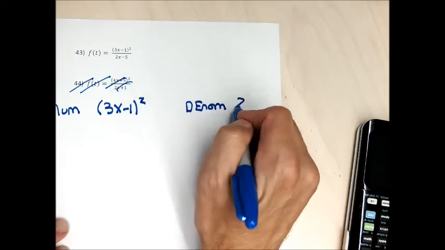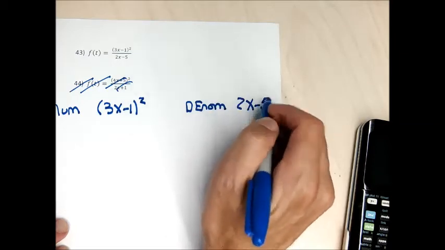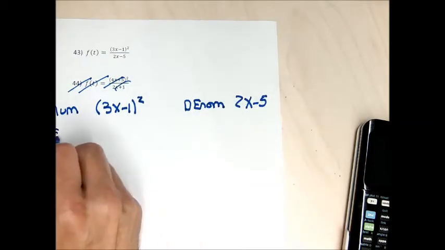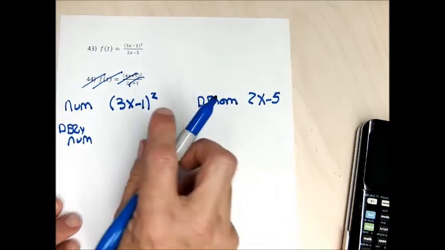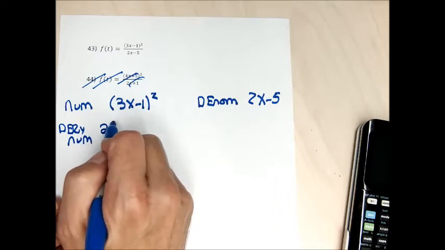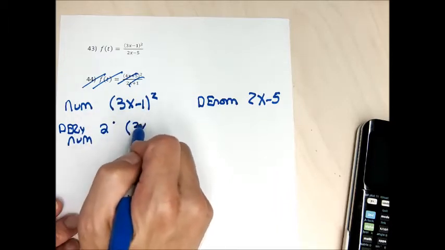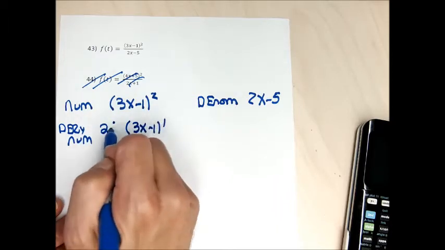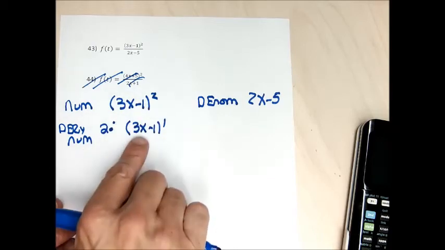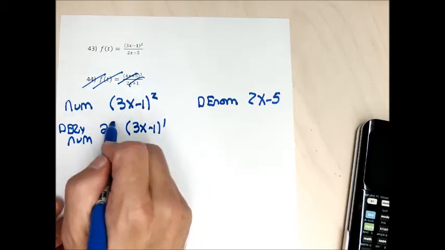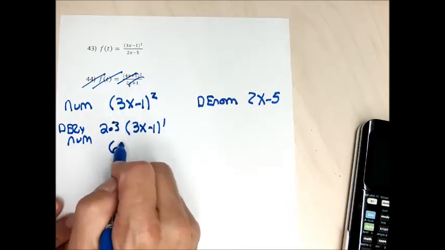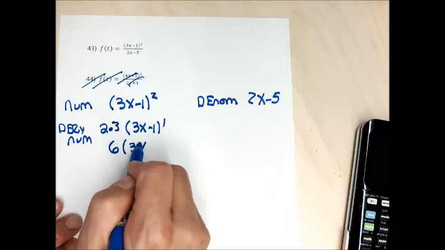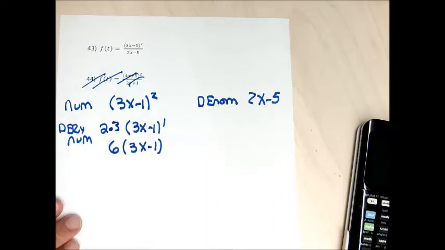The denominator is 2x minus 5. The derivative of the numerator, I need the chain rule. Multiply the exponent out in front of the parentheses, lower the exponent by 1, then multiply by the derivative of the inside of the parentheses. The derivative of 3x is 3, the derivative of minus 1 is 0. So the derivative of the numerator is just going to be 6 times 3x minus 1.